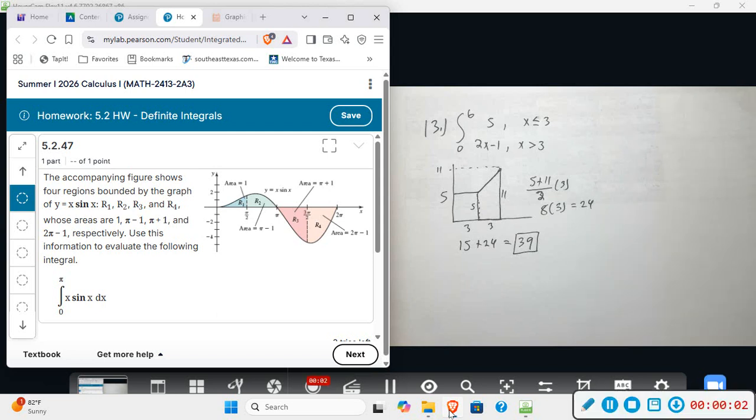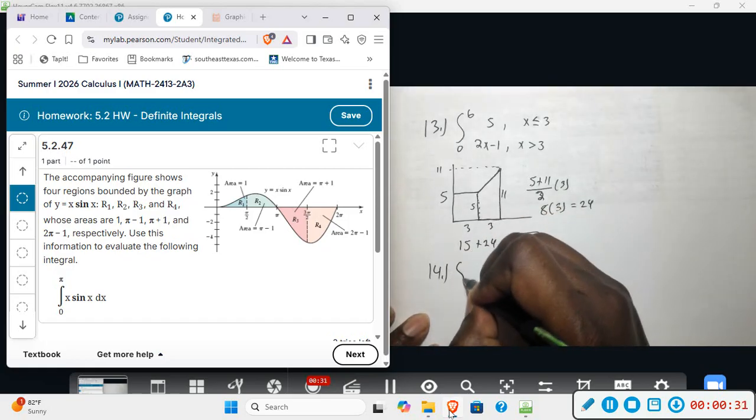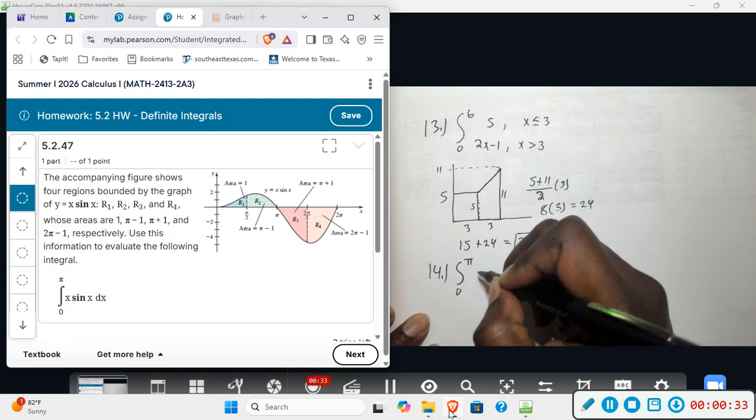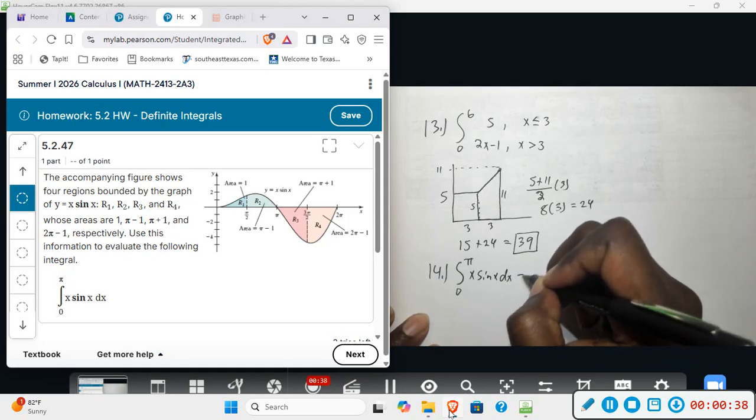All right, number 14, you have an accompanying figure that shows regions bounded by the graph of y equals x times sine of x. It is separated into R1, R2, R3, R4, and those areas are 1, pi minus 1, pi plus 1, and 2 pi minus 1 respectively. We're going to use this information to evaluate the following. So we are wanting to evaluate the integral from 0 to pi of x times sine of x dx.